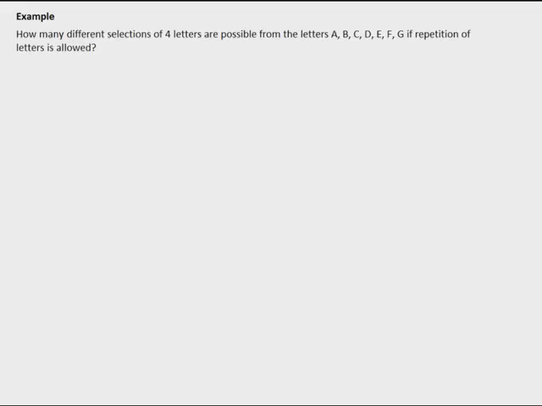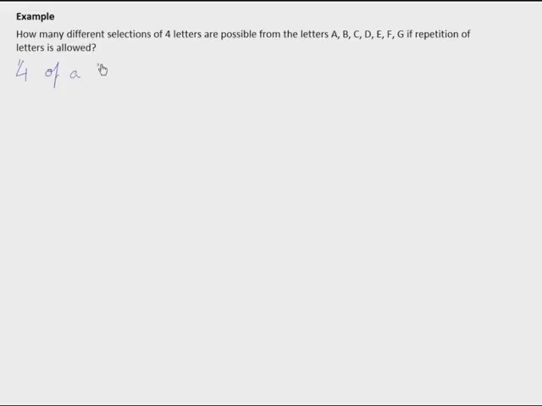Which brings us to the next example. How many different selections of four letters are possible from the letters A, B, C, D, E, F, G if repetition of letters is allowed? So here I need to be careful. Here I can take four of one kind, I can take 3 and 1, I can take 2 and 2, and I can take all four different. And I need to count each possibility separately. So let's do that.